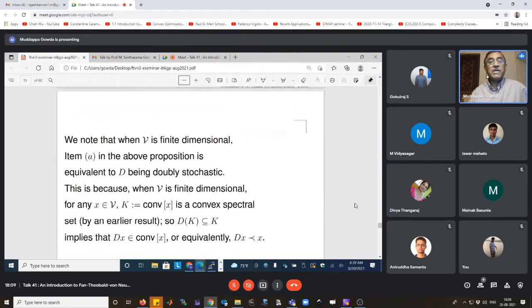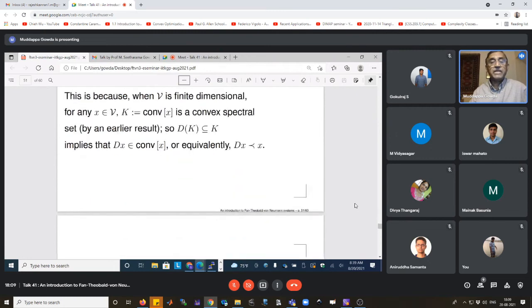There is some blur about the equivalence of item A to D being doubly stochastic. I'm going to skip that, that is not relevant.